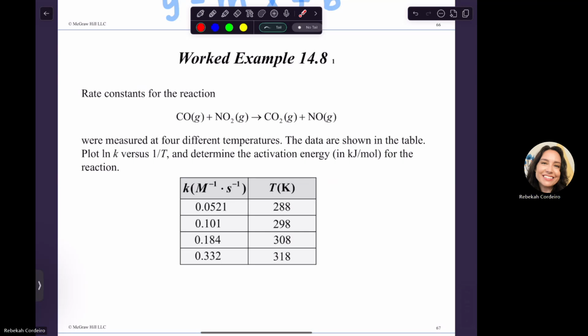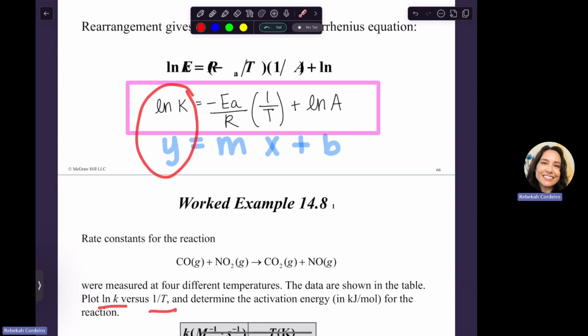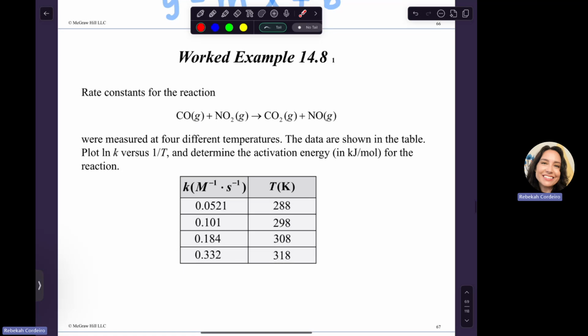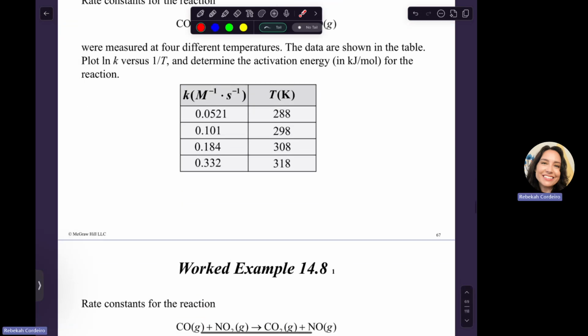So why don't you take this equation and think about how we could plot the natural log of k versus 1 over T, right? Because if my y is natural log of k, my x would be 1 over T, just like a Clausius-Clapeyron equation, essentially. The natural log was the pressure, and then 1 over T was our x. So why don't you just take a moment, maybe go into Excel, get those Excel skills, and plot this, and see what you get.